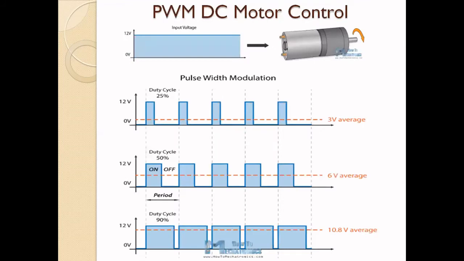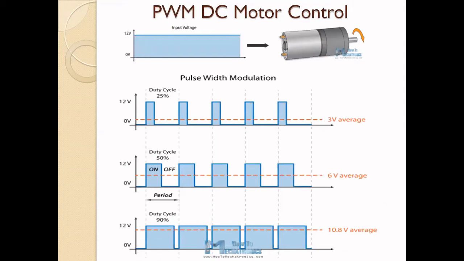So let us see how we are going to control the speed of the motor. Here I am taking an example of a DC motor. This DC motor requires 12 volts. We can give 12 volts directly to the motor, so the motor will rotate at high, constant speed, for example 1500 RPM or 500 RPM. Take the example of 500 RPM.